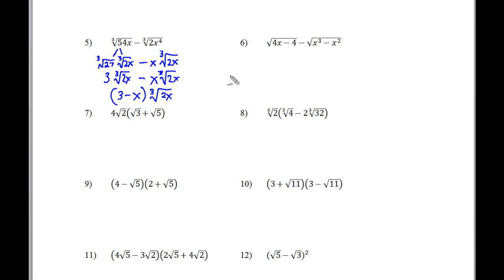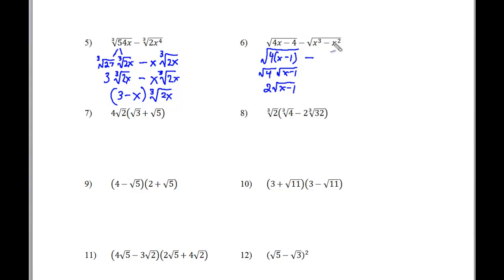Alright, moving on to number 6. We'll try to see if there's anything I can factor out of this problem. It looks like I can factor a 4. Now I've got x minus 1 under the radical. We can split this into the square root of 4 and the square root of x minus 1. And the square root of 4 becomes 2 times the quantity of x minus 1.